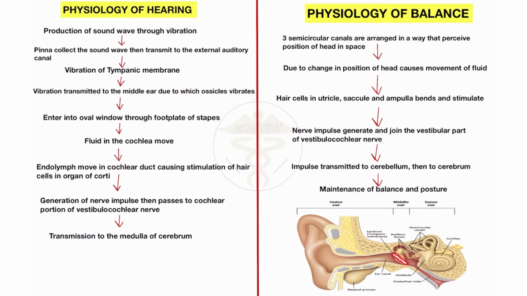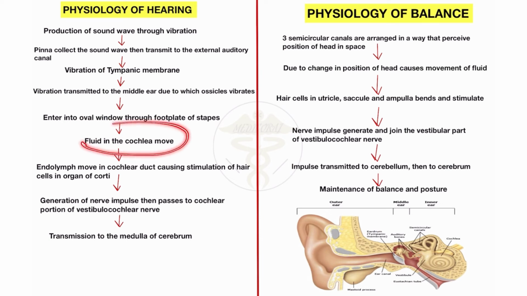Then after the tympanic membrane, the sound is transmitted to the middle ear, which contains the malleus, incus, and stapes. Vibration of these ossicles causes the sound to enter the oval window, because I already said that the foot plate of the stapes is attached to the oval window. Through the foot plate of the stapes, it enters the oval window of the inner ear.